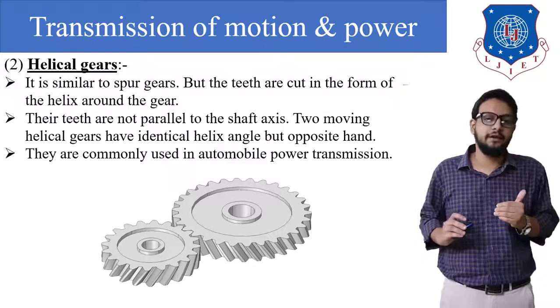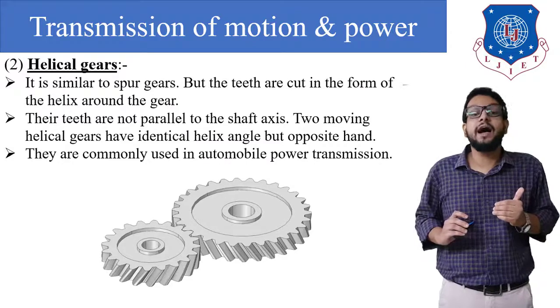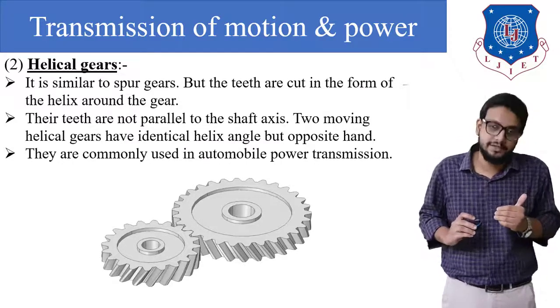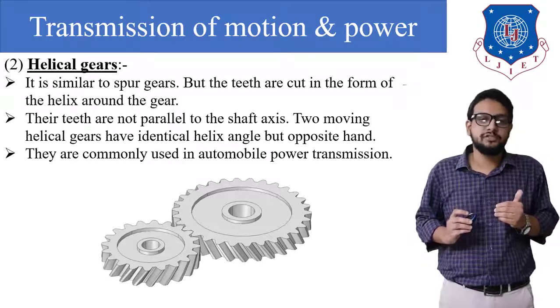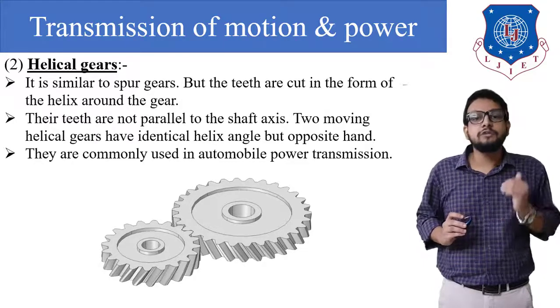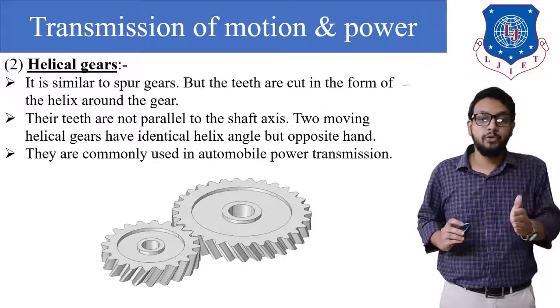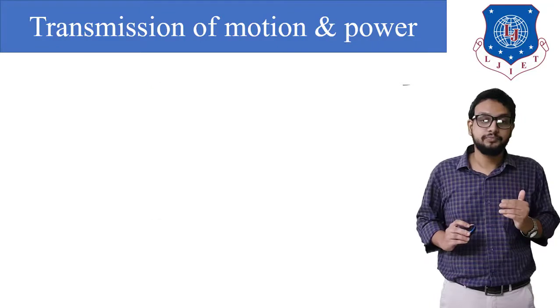and that angle which these teeth make is called a helix angle. So we would say that two moving helical gears have an identical helix angle but on opposite hands. They are commonly used in automobile transmission system. Now, the benefit of this gear is that it works smoothly and quietly even at a high speed. At high RPM we can use this type of gear.